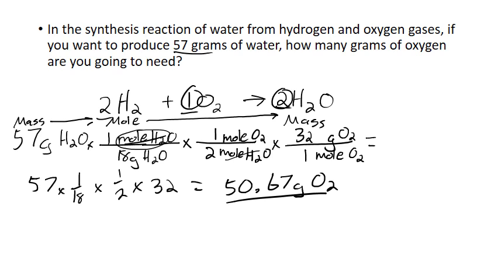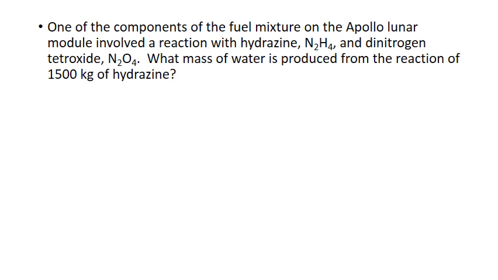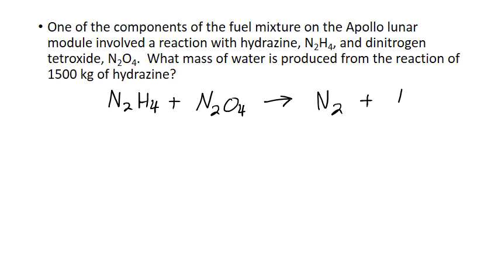Let's do the next problem. So here they talk about a reaction involving hydrazine and dinitrogen tetroxide. And they're asking what mass of water is produced from this reaction. You might not be familiar with this reaction. We take our hydrazine, combine it with the dinitrogen tetroxide. All you're going to get is nitrogen and water.